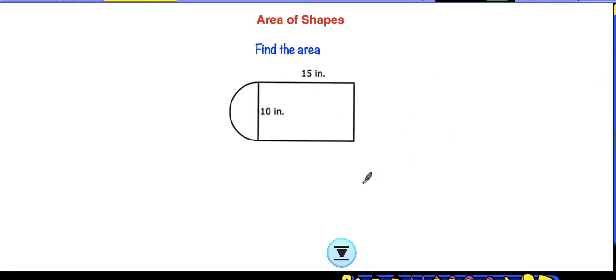Okay, so let's check this area. Again, this is not just one single shape, it's two parts. So if you look closely, what are the two parts we have? Yes, you are right. We do have one rectangle here, and we also have half of a circle, a semicircle here. So let's figure out the two pieces together.